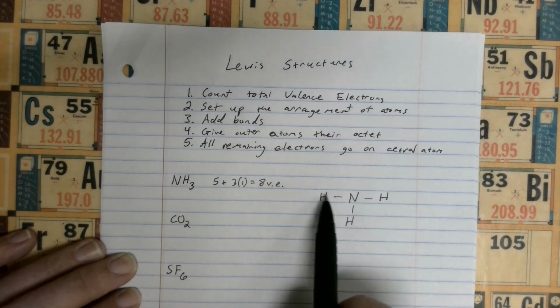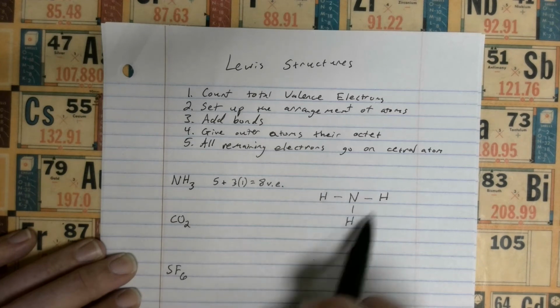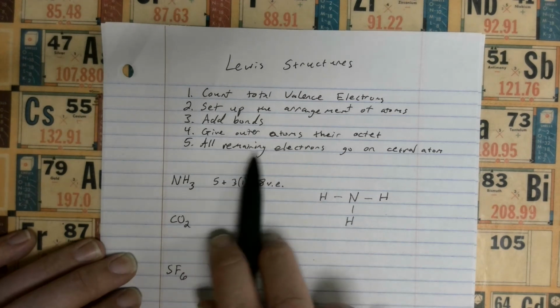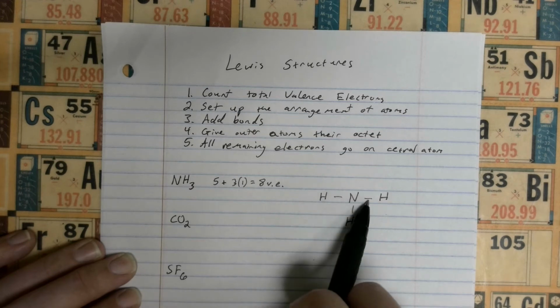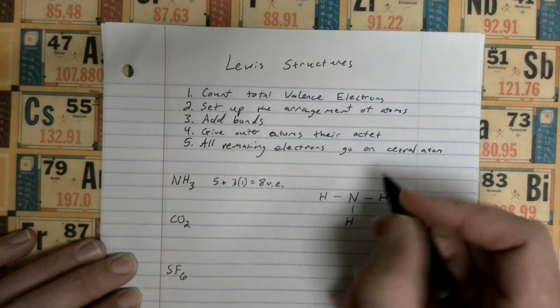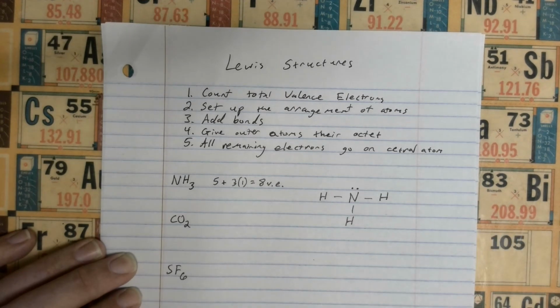So then give the outer atoms their octet. Well, these are hydrogens, so they don't really need 8, because remember that first shell only holds 2, so they're good. So all remaining electrons go on the central atom. So we've used 2, 4, 6 electrons. We need a total of 8, so I have 2 left, and they're going to go right there on top. So there is the Lewis structure for NH3.